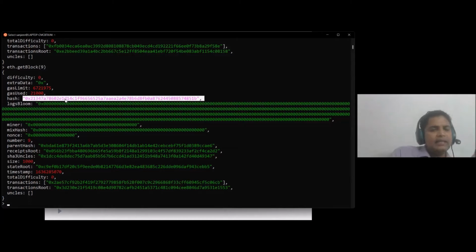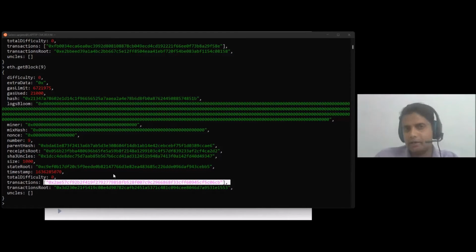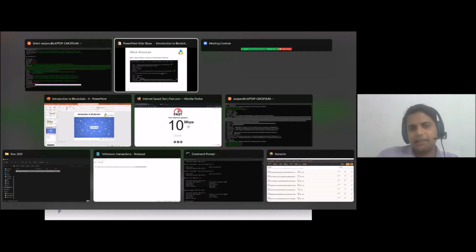So block number 10 is connected to block number 9. It has a link to block number 9. Block number 11 will have a link to block number 10. Block number 12 will have a link to block number 11, like that. So the chain is formed, and each block will have a certain number of transactions. Here, each block has one particular transaction. I will demonstrate how a transaction is created in Ethereum, and how it is getting added onto the blockchain network. I'll show that.